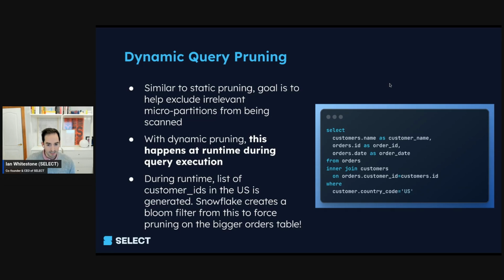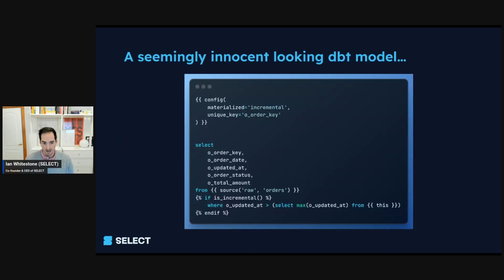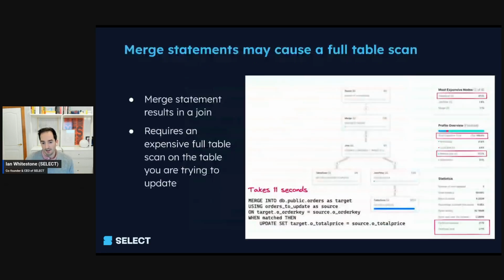So it's kind of like the equivalent of building up a where filter for the orders table, but during runtime. I'll show in more depth an example of where this can happen, which is during merge statements. A lot of people use dbt, so I'm going to use this as an example. When you configure an incremental model in dbt, here's an example using an orders model. This is a fairly vanilla looking incremental model. Under the hood, Snowflake will execute that as a merge statement.